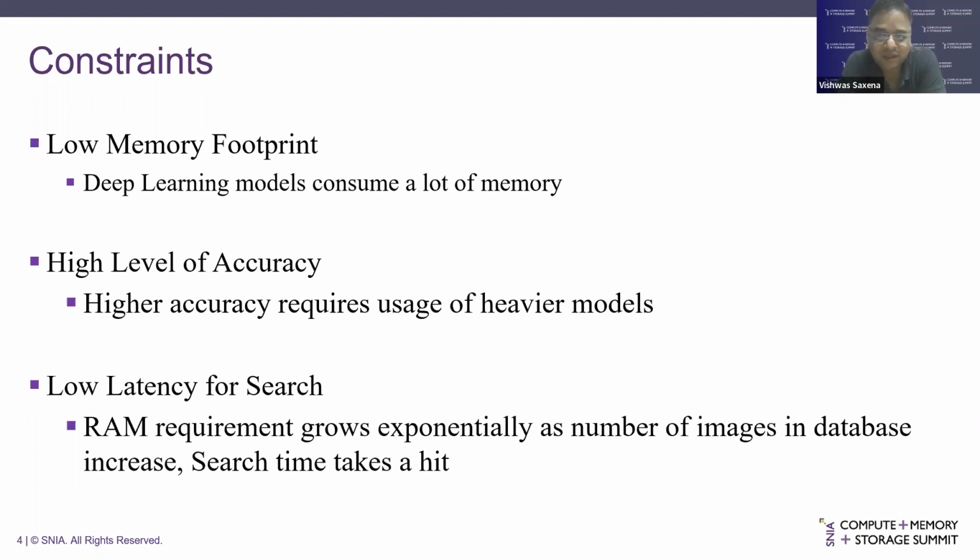And we know that higher accuracy demands heavier models. So we have to think about this constraint. We have to have a very low latency for search as our last constraint. And we know that the RAM requirement grows exponentially as the number of images in the database increases. So overall, the search time takes a hit, and we have to be very careful in balancing the low latency for search with the RAM requirement.